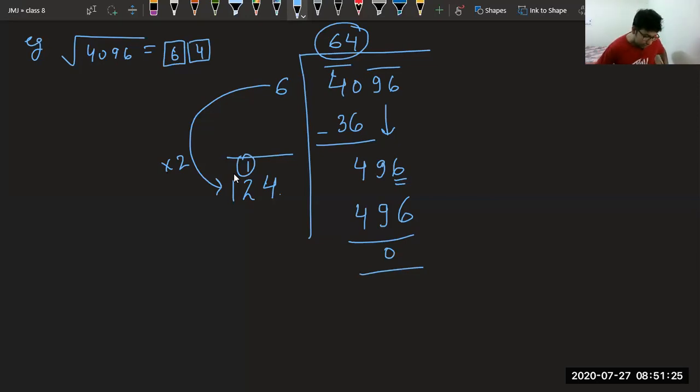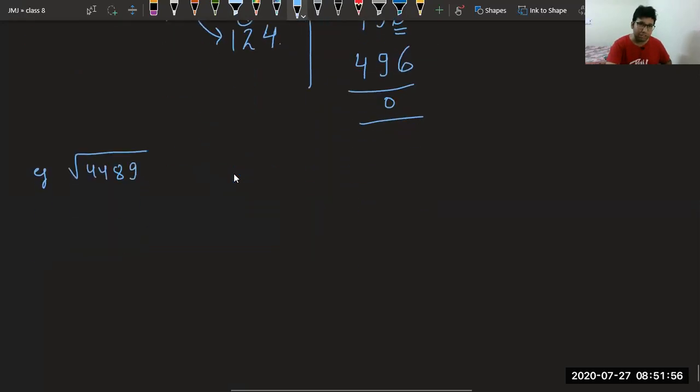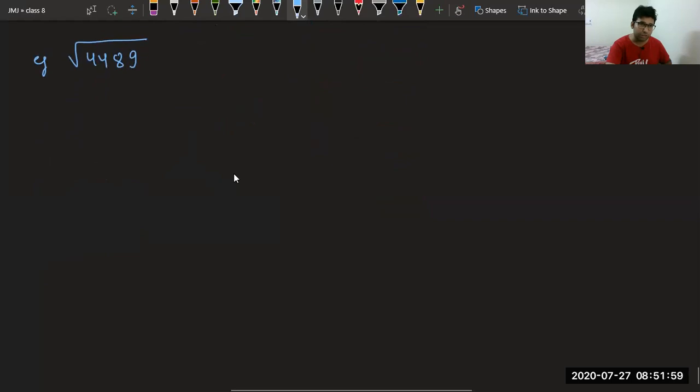I hope all of you got this. I will take one more example to make it further clear for you. Then we will take decimal numbers. Okay. Till that time, all of you try to find square root of 4489. Try it fast and let me know the answer. I will do very slowly. You try it fast, then we'll move to the next topic, that is decimal numbers.